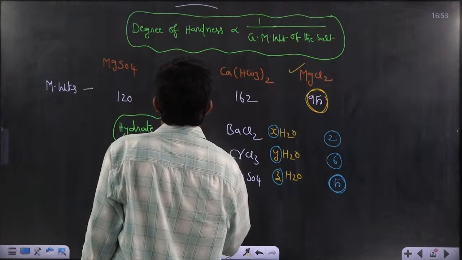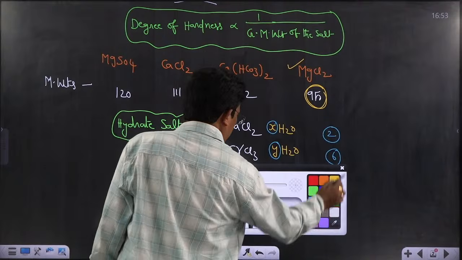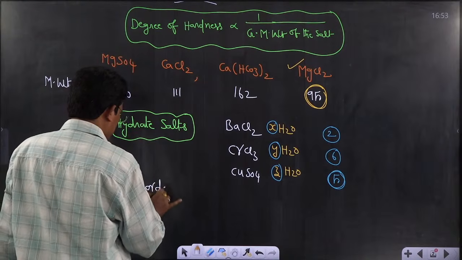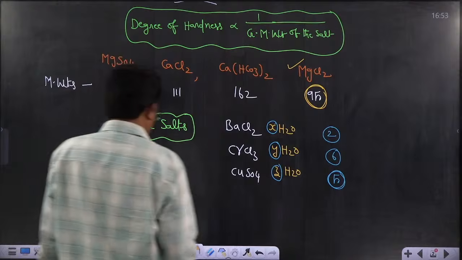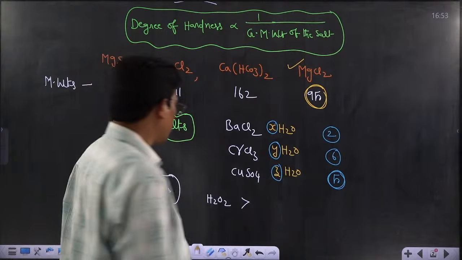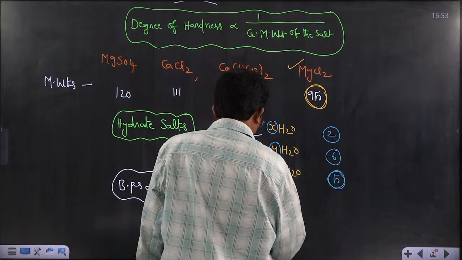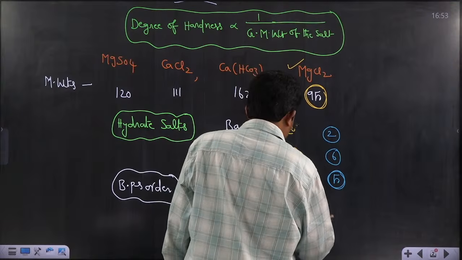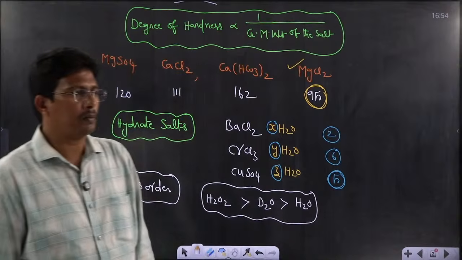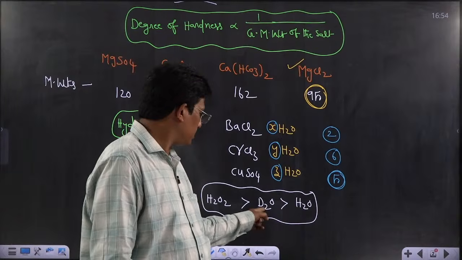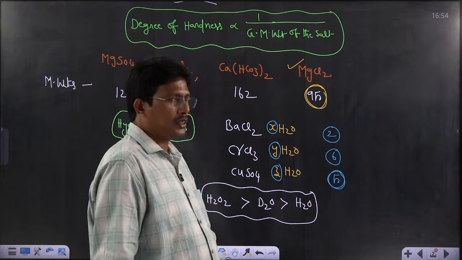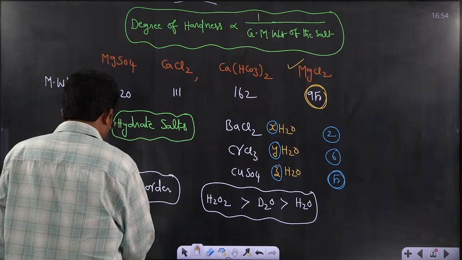Some more important points related to hydrogen and its compounds. What about the boiling points order? H2O2, hydrogen peroxide, has a higher boiling point than heavy water D2O, and D2O has a higher boiling point than H2O. Water boils around 100 degrees, D2O at 101.5, and H2O2 around 152. Hydrogen peroxide forms more hydrogen bonds.